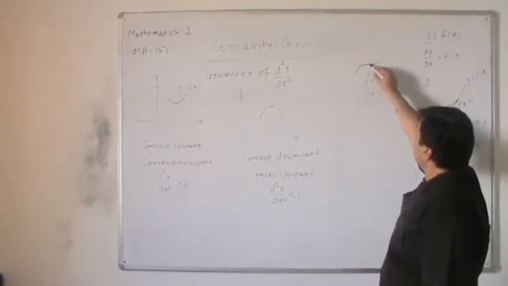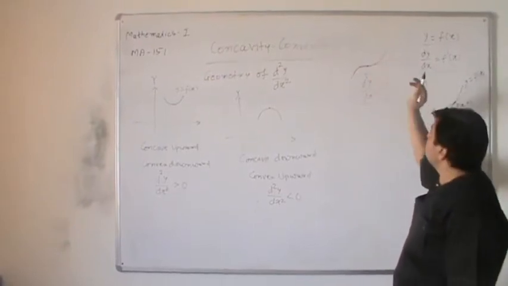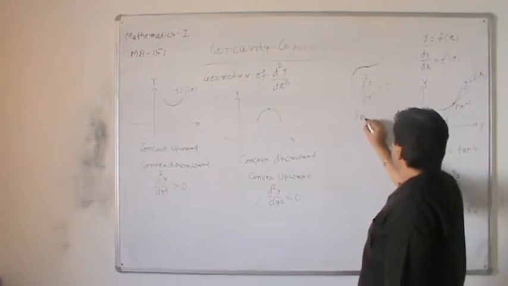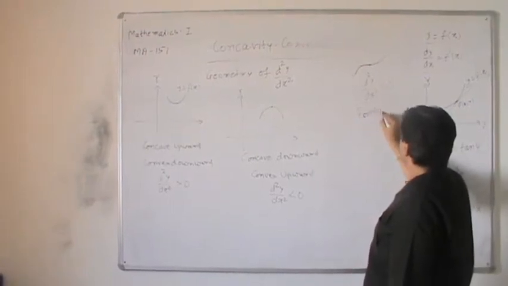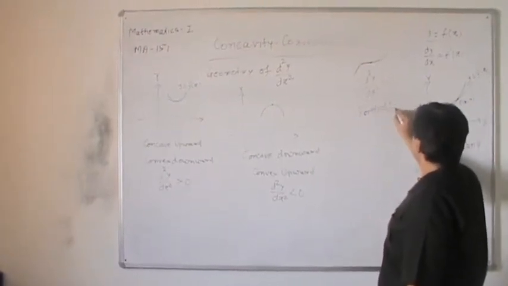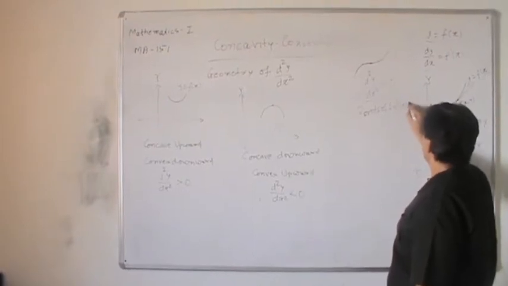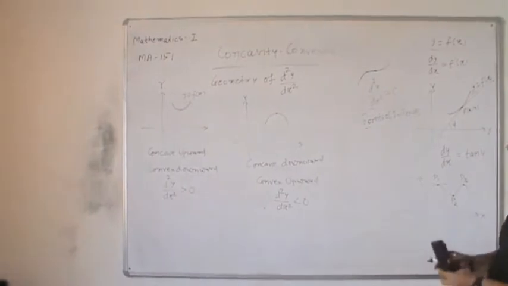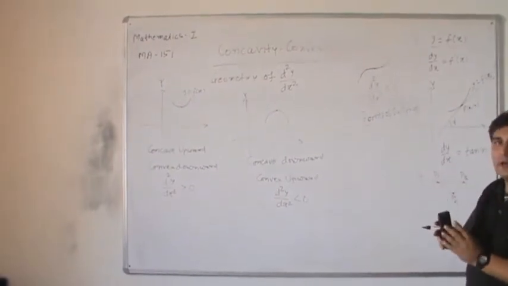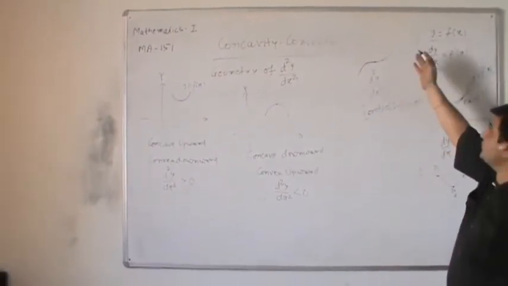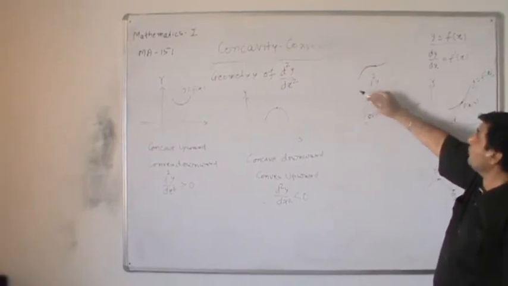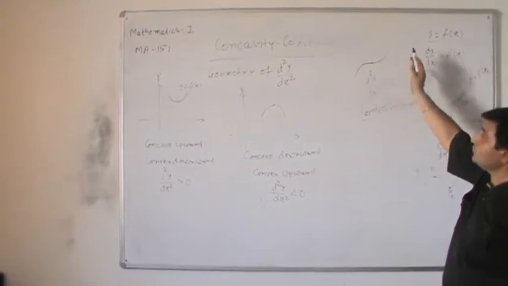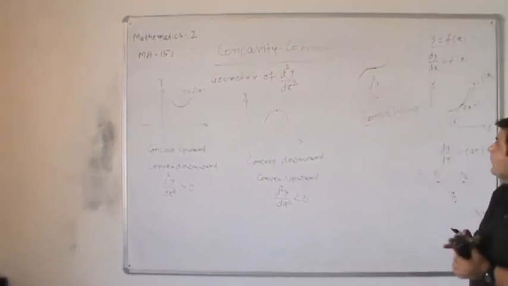These types of points are known as special points, and these points are called points of inflection. So at a point of inflection we will have second derivative equal to 0. A point of inflection is a special point of the curve where the curve changes its nature, either from concavity to convexity or from convexity to concavity.